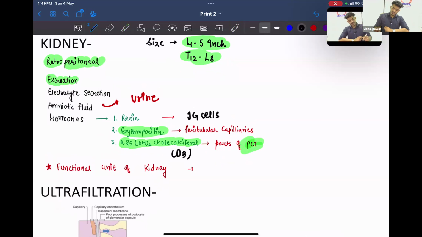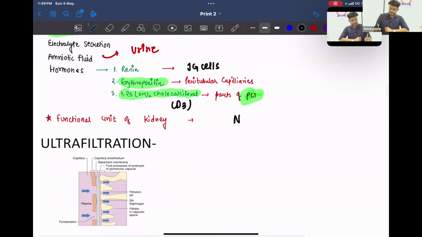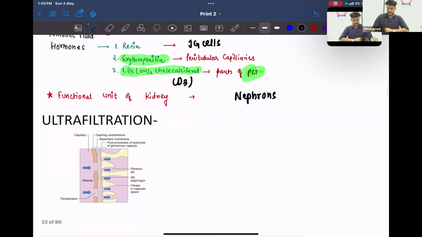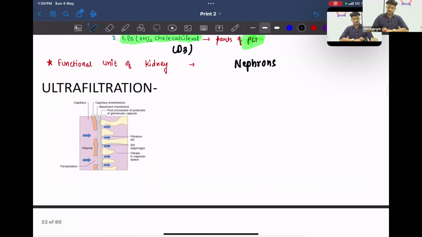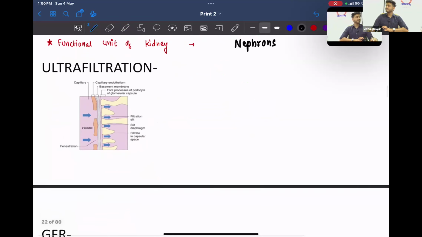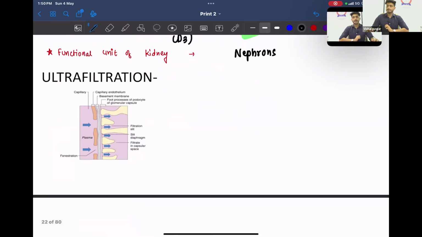What is the functional unit of kidney? This is going to be your nephrons. We are having 1.2 to 1.3 million nephrons per kidney. Right? Here you will be having a process. This process is known as ultrafiltration. Before that, tell me what is GFR? How much is that?